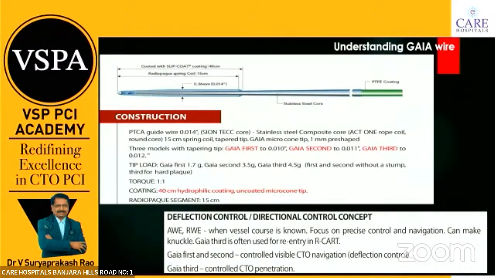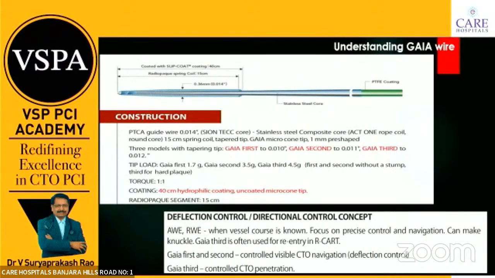But more importantly, the wire tapers progressively. The Gaia first has a tip of 010, whereas second has 011, and Gaia third has a tip of 012. Because of the tapered tip, even though the tip load is only 3 grams, the penetrative power of a Gaia wire is much higher. So a Gaia first, second, and third, even though the tip load is similar to a comparative wire, the penetrative ability is much higher.